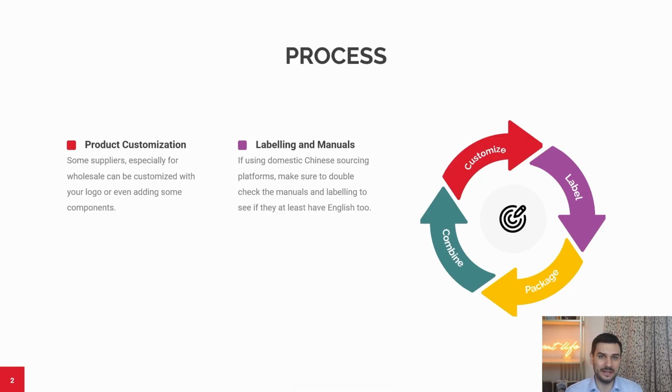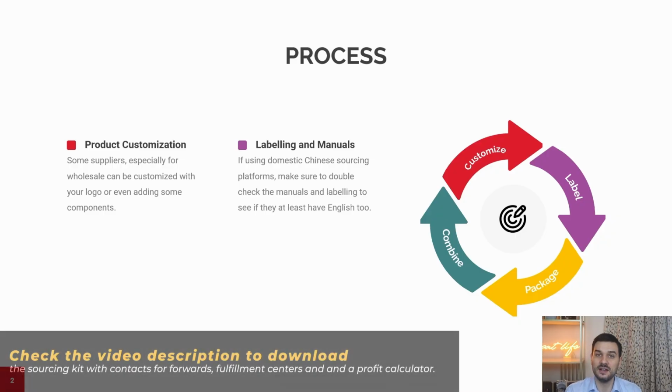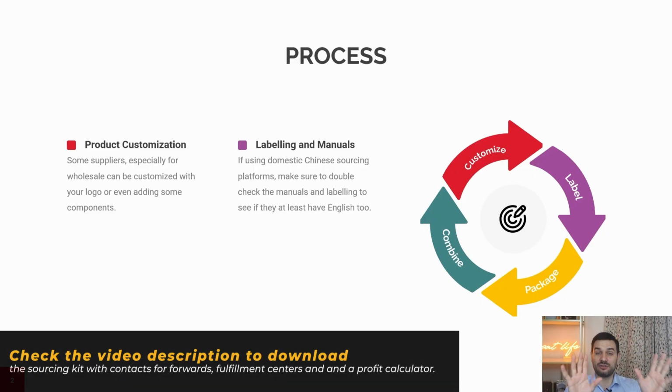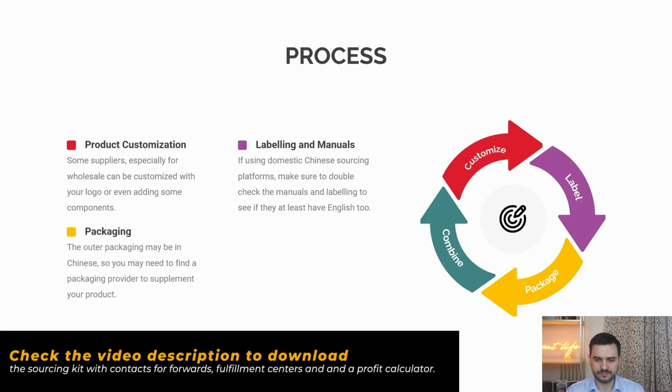Then we'll come into the labeling and manuals. Notice that if you're buying in Chinese platforms, most of the time it will be in Chinese. So either you find a supplier that can make it in your current language, in your country, like English in my case, or you go through the work to actually find the right people that can do that. And don't worry, I will show you the right contacts in this presentation.